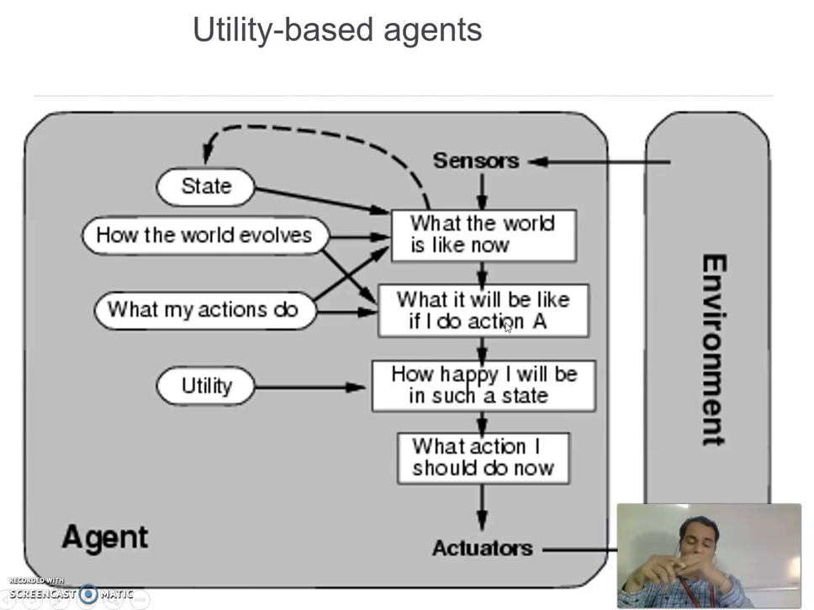Okay, I do this action. If I use cheats to pass the exam, what happens? There might be a chance that my cheat is caught by an invigilator. Now will that make me happy? Will that make my parents happy? So this is what it is thinking about in terms of utility: how happy I will be in such a state. Based on that, what action I should do now, and using the actuators, they will perform the action.